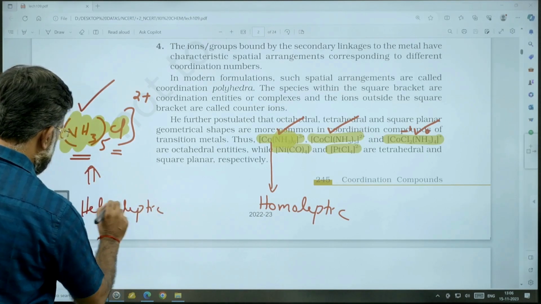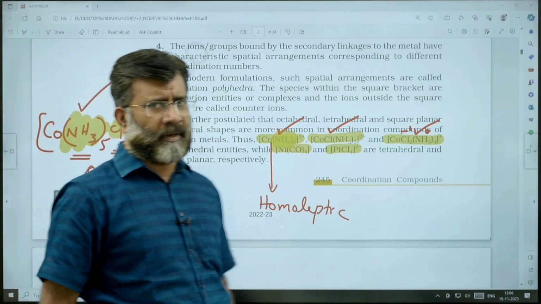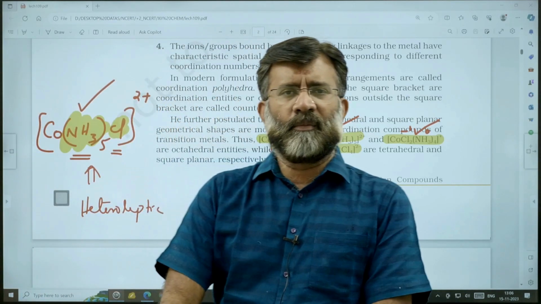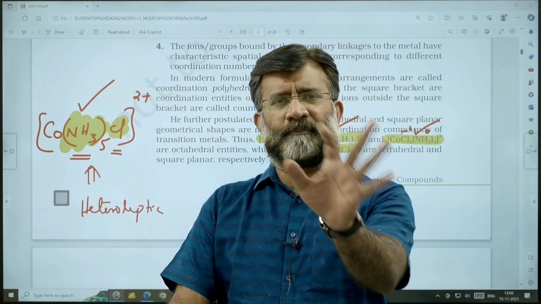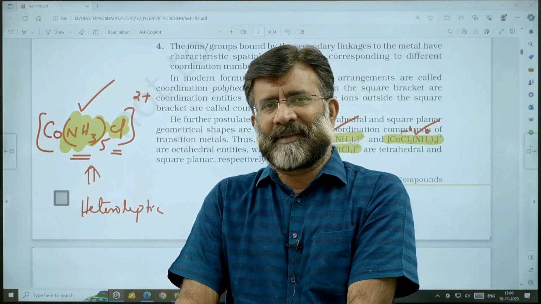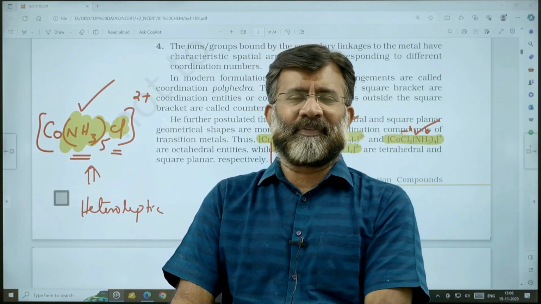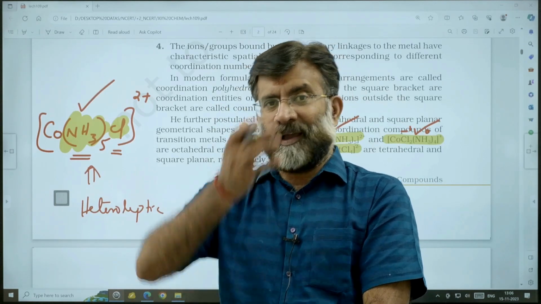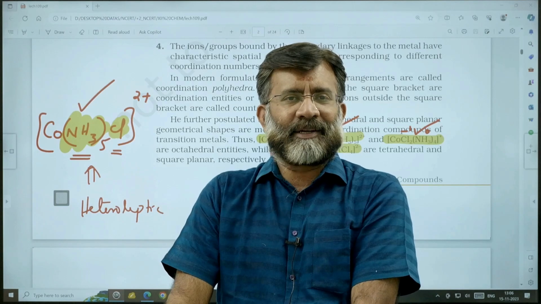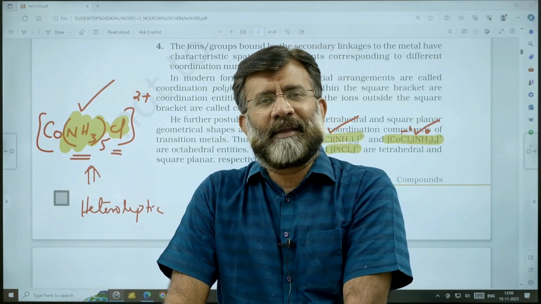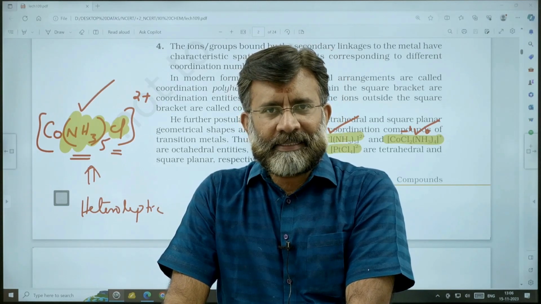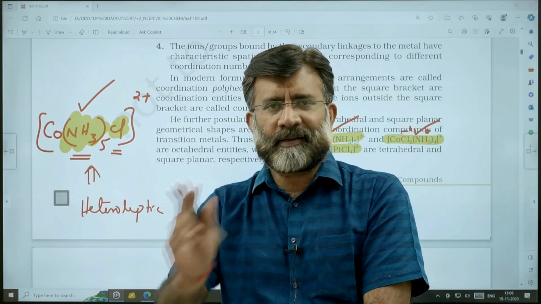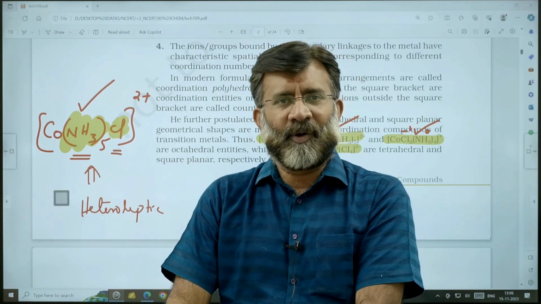What is meant by homoleptic and heteroleptic? All of you may be aware. Homoleptic means only one type of ligand. Heteroleptic means more than one type of ligand. Only ammonia comes as ligand, homoleptic. Ammonia and chlorine coming, that is heteroleptic. So more than one type of ligand involved is heteroleptic, and only one type of ligand involved is homoleptic.